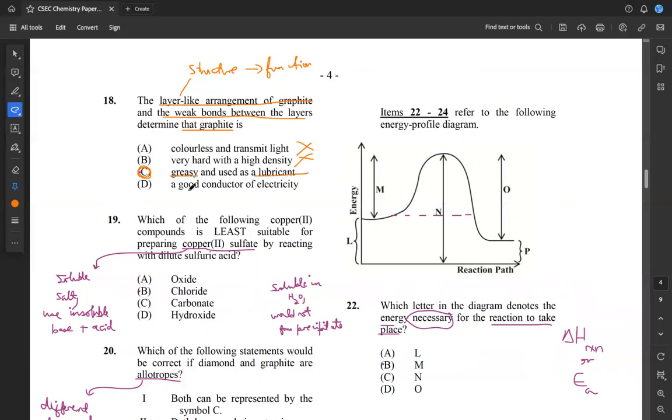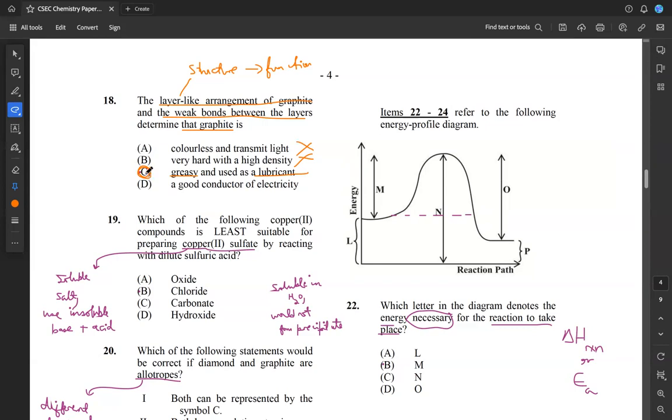No. Look, if we look at D, some people might get tripped up by option D, but don't. Yes, graphite is a good conductor of electricity, but that has more to do with the free, mobile electrons, and that's not the property they're stating up here. They're stating the layer-like arrangement and the weak bonds, and that's what gives rise to the greasiness and its property as a lubricant, okay? So make sure that at all times you're relating the structure they give you to the specific function, and don't go outside of that, right? So our answer here for 18 is C, okay?